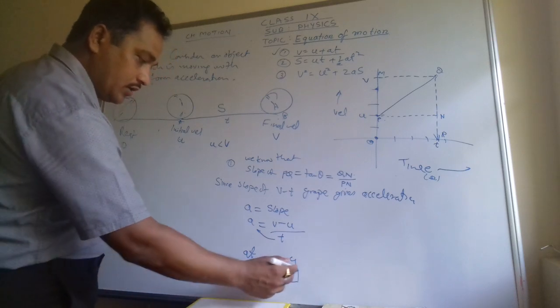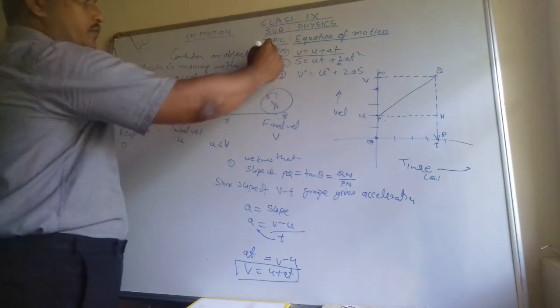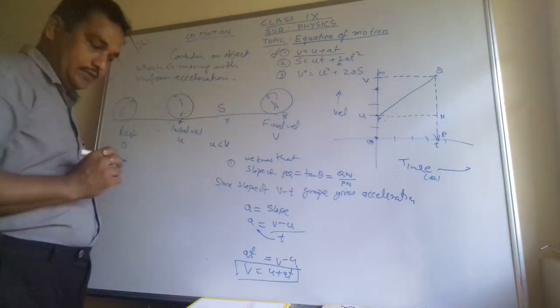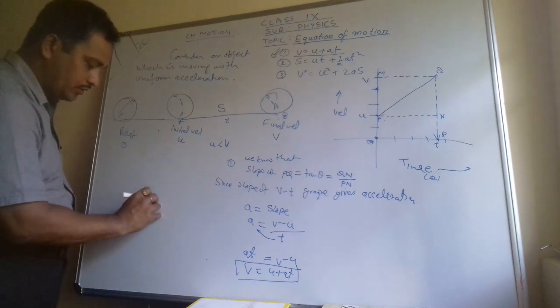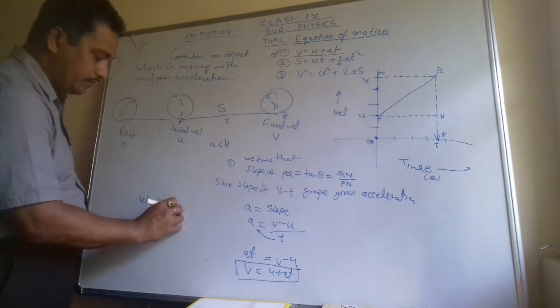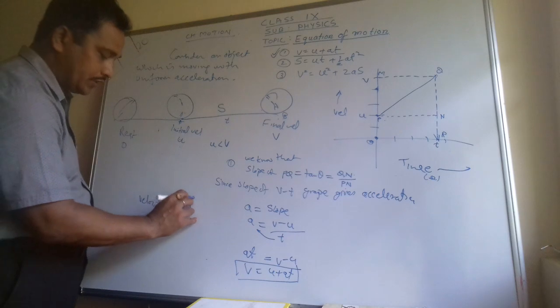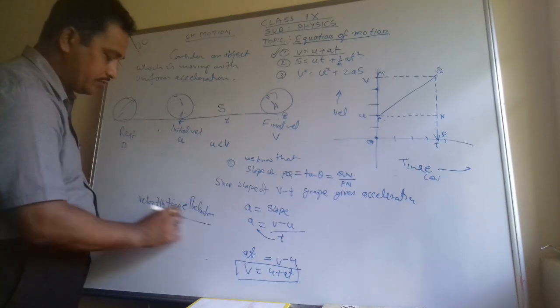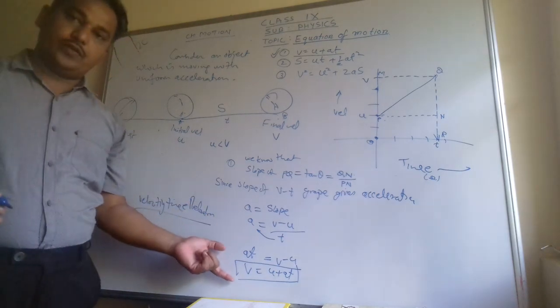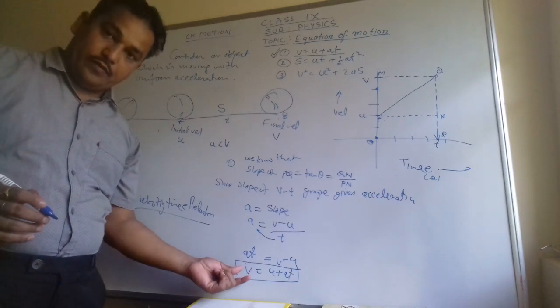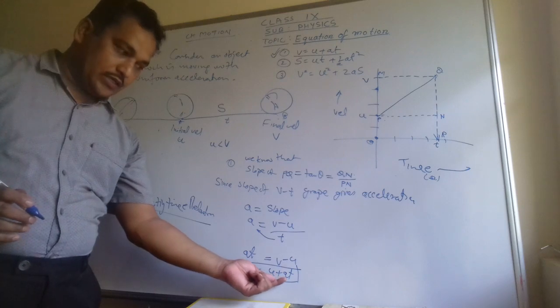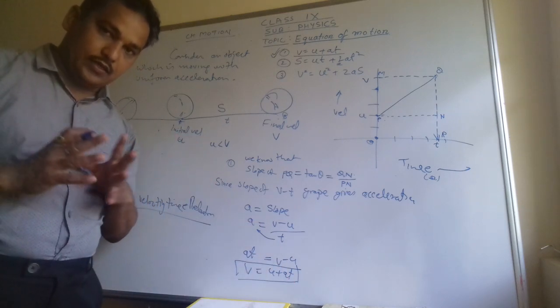So this is the required equation. So the first equation we can derive like this. This is called the velocity time relation. It gives the relation between velocity and time. So we will use this equation while solving the numericals. When final velocity, initial velocity, acceleration and time are given in the question.